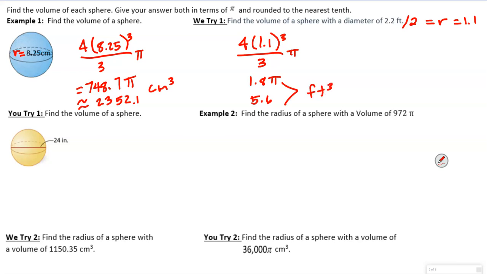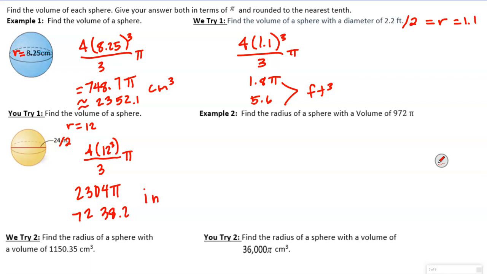Now go ahead and do this. You try. Come back to me when you're done. Once again, notice that's our diameter, so we need to divide that by 2 to get our radius, which is equal to 12. So we're going to do 4 times 12 to the third. And remember, this is third because we have length, width, and height, right? That's really what we're doing here. And all of those are our radius. So then again, divide by 3 here and do our pi at the end. So when I did that, I got 2304 pi. When I multiply that times pi, I got 7,238.2, and again, this is inches cubed.